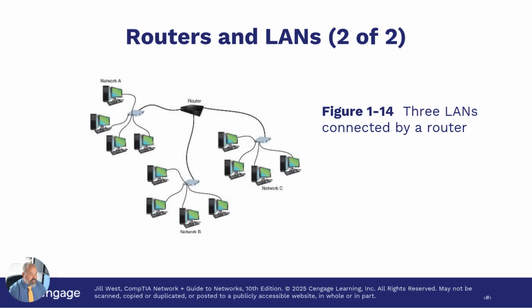This figure shows 3 separate LANs connected by a router. The router is like a translator at a meeting. It makes sure each group can talk to the others, even if they don't speak the same network language.